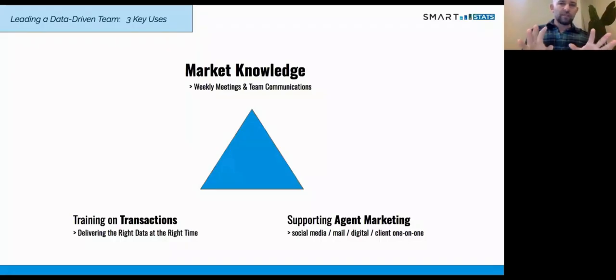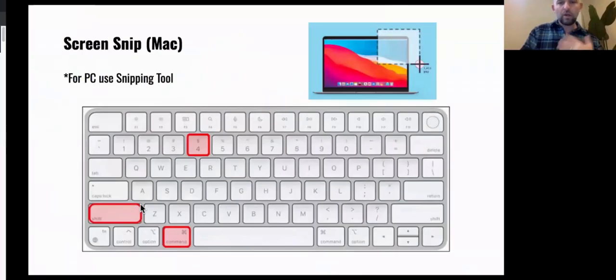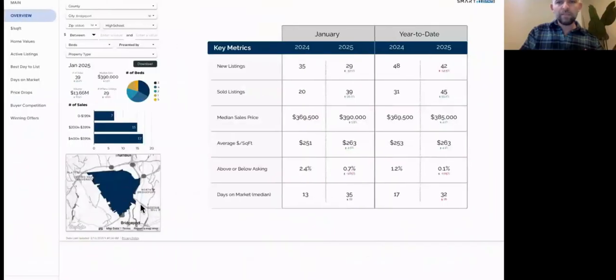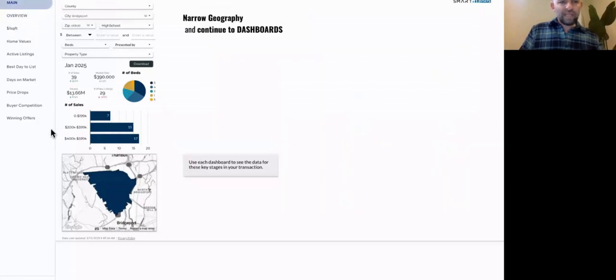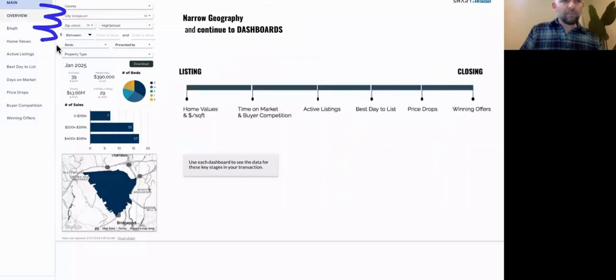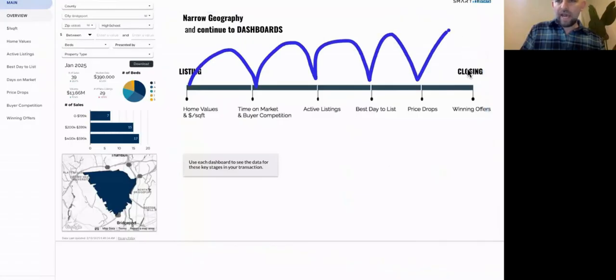But we find that when you can deliver the data in these moments, your team is going to be infinitely more effective, especially in the eyes of their clients. And that is the name of the game, is allowing them to do their job with data. So I'm going to go live into dashboards real quick and just show you a quick overview of what this tool does. The idea here is that we've laid out a series of very simple, square-shaped dashboards that are thinking about the specific moments in a transaction.